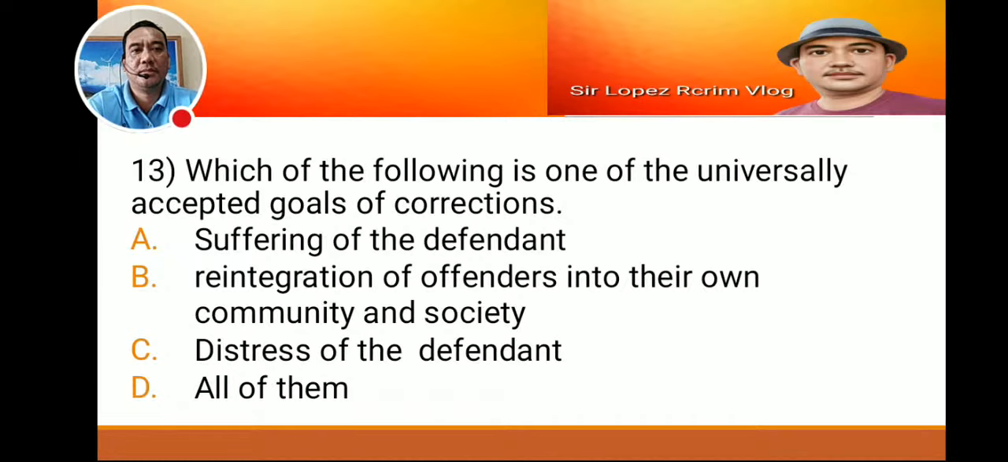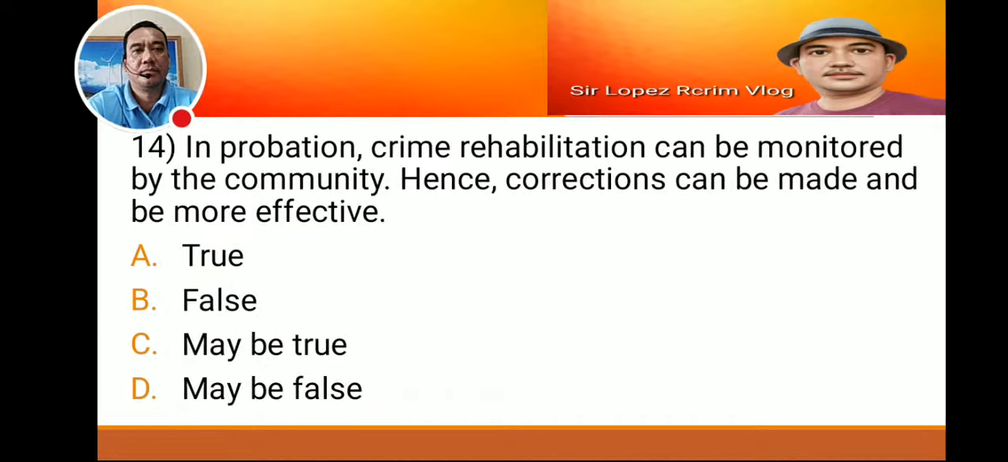Question number 14. In probation, crime rehabilitation can be monitored by the community. Hence, corrections can be made and be more effective. Letter A, true. Letter B, false. Letter C, may be true. Or letter D, may be false.